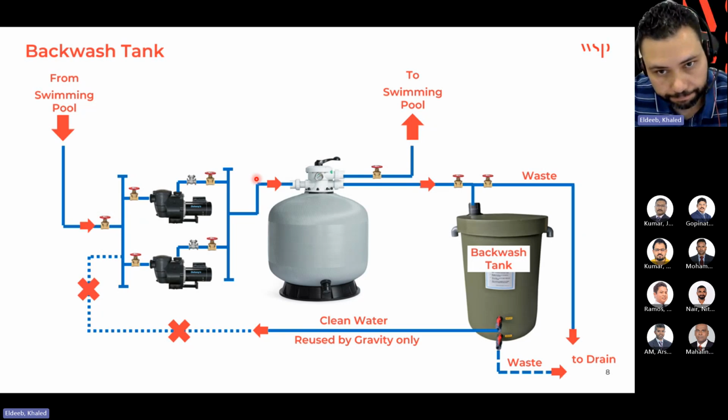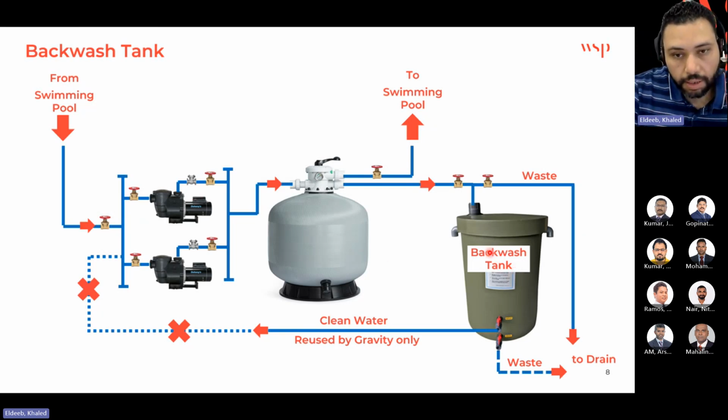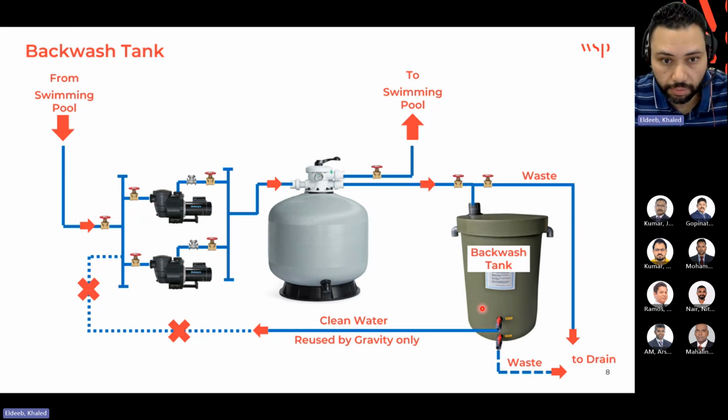So what is the backwash tank? This one. Okay, the backwash tank is an essential component of the swimming pool filtration system, designed to temporarily store and manage the water used during filter backwash. When we do backwash here, it will receive all the volume of this backwash. So it serves like an intermediate chamber that allows the transition from the pressurized backwash coming from this portion to the gravity drainage system.